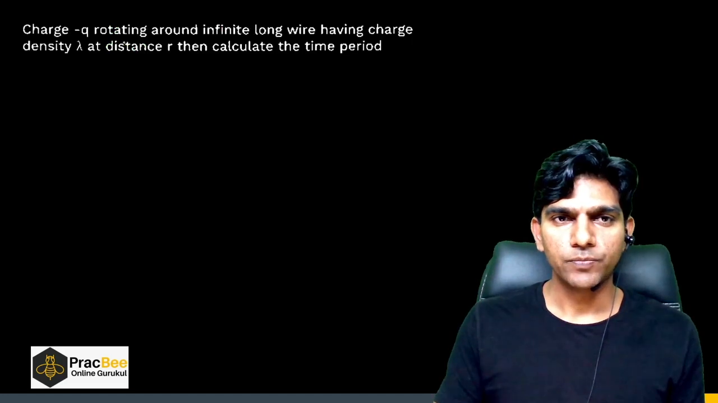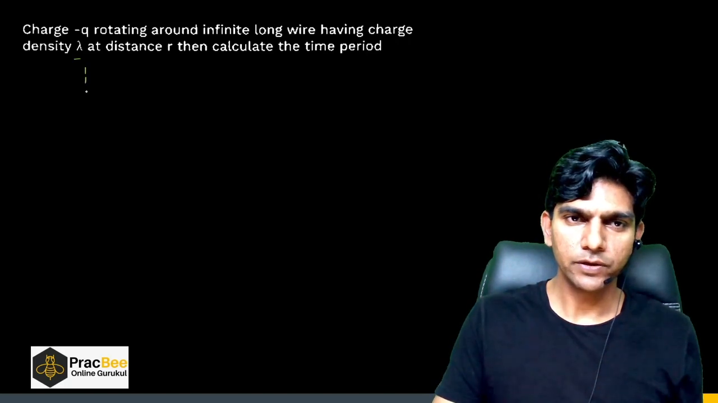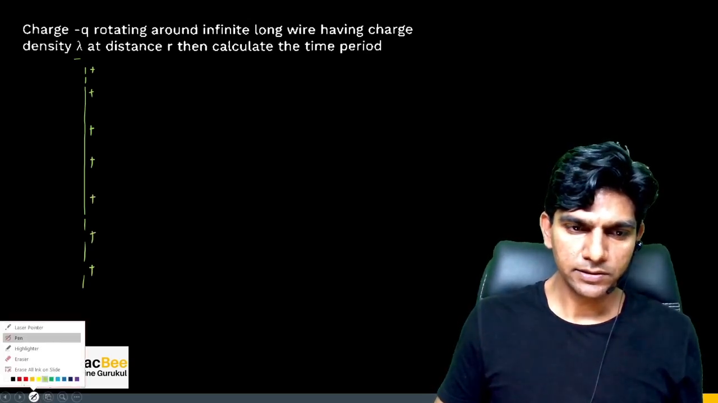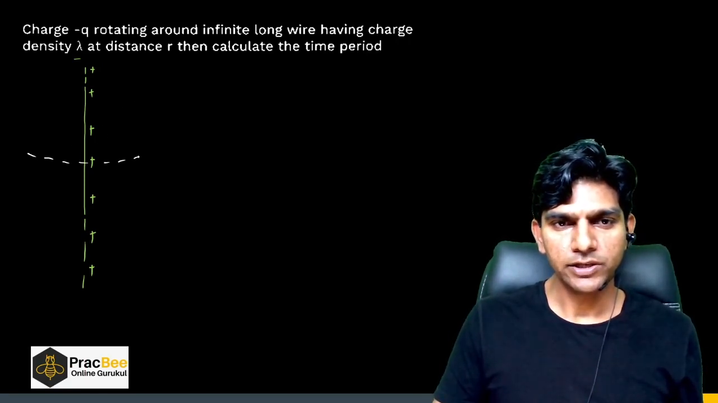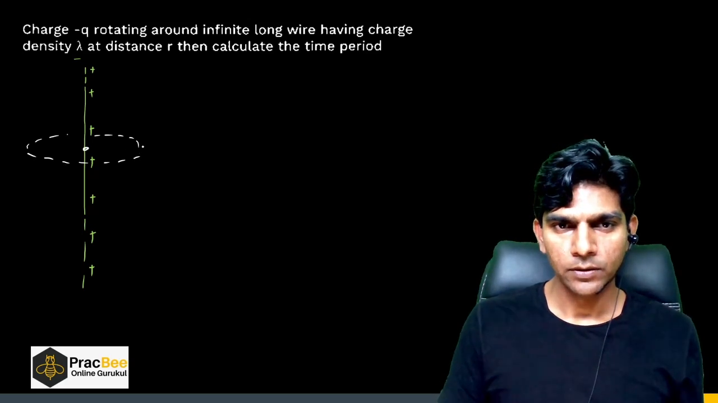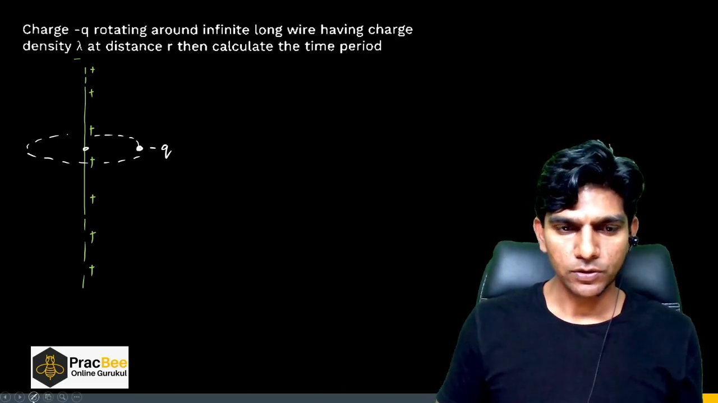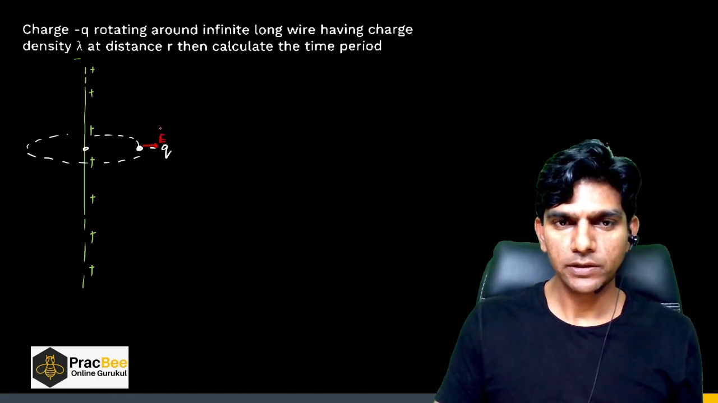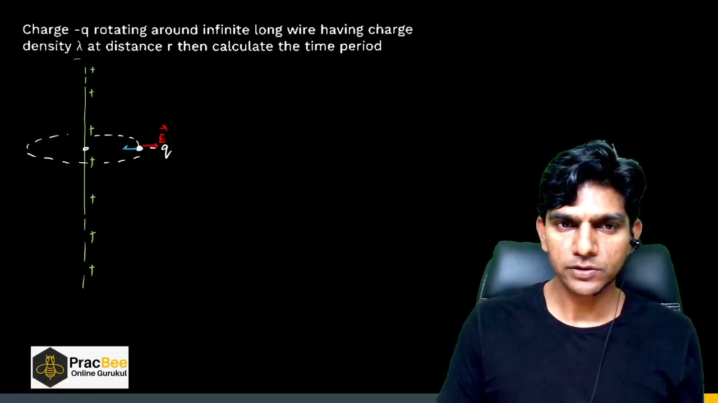Next. If a minus Q charge is rotating around an infinite long wire having a charge density lambda, that is the linear charge density, at a distance r, then calculate the time period. So we have been given an infinite line charge, and the charge density is given as lambda, and there is a negatively charged particle which is orbiting in a circle, and the center of the circle lies on this line. So if this is the negatively charged particle, due to this positive line charge, there will be a field which is away. So the field is in the right direction, and due to this field, there will be a Coulomb attraction on the negatively charged particle. So the force experienced by this charge will be towards the center of the circle.